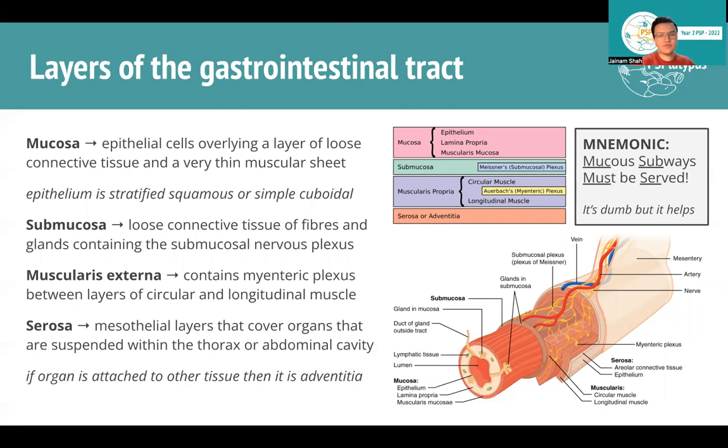Obviously, that's not entirely true. You've got changes in the structure of the actual layers, so you can have some glands in some places, others not so much. But in essence, it's all the same.